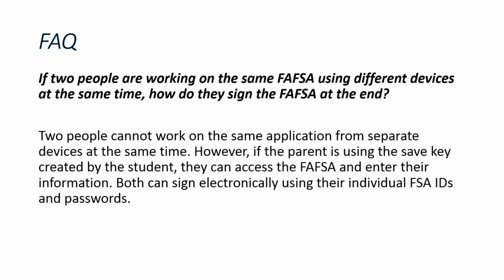Okay, so this is one of a common question that we get: if two people are working on the same FAFSA using different devices, how do they sign the FAFSA at the end? Well, two people can't work on it at the same time. That's what that save key was for. So if the parent is in there, they had that save key that they created, did their part, saved it, exit, then the student can go in, use that save key, and get their portion done. But you can't get in there at the same time. So we can't have a parent at home and the kid at school, both on there at the same time.